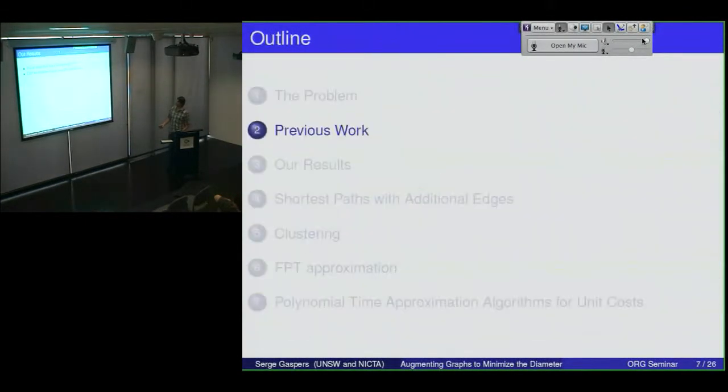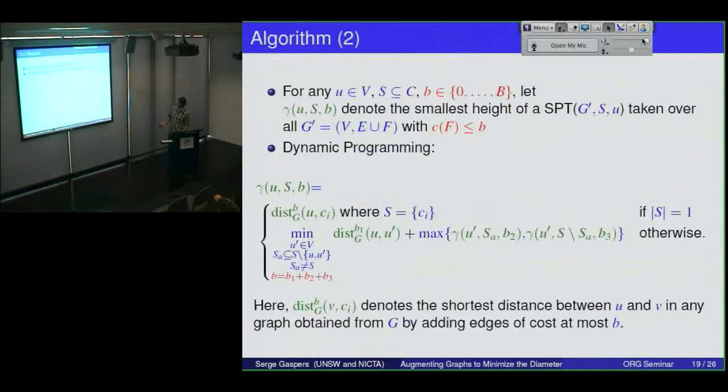So, is someone else looking at that work also? So, it has been looked at in previous work.